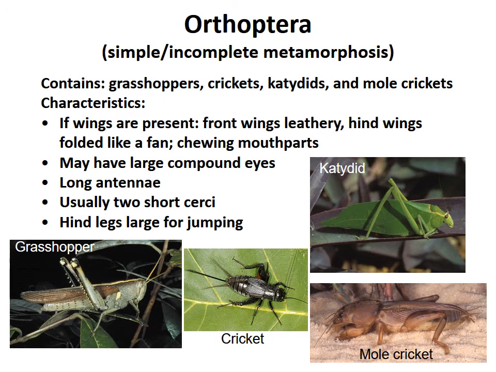The order Orthoptera includes grasshoppers, crickets, katydids, and mole crickets. Orthoptera undergoes simple or incomplete metamorphosis. If the wings are present, and some grasshoppers and crickets don't form wings even when they're adults, but most of them do, the front wings are leathery, the hind wings are folded like a fan. All of them have chewing mouth parts. They may have large compound eyes, generally have long antennae, and their hind legs are specially modified for jumping.